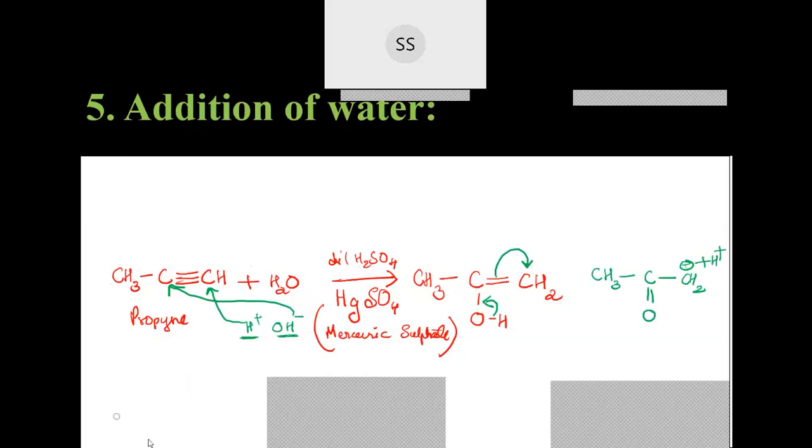I'll write it over here. So finally after this rearrangement has happened, you get CH3, then C double bond O, and then CH3. That's propanone. Propan-2-one you can write, or propanone you can write. So propanone, also commonly called acetone, is formed. A ketone is formed. So there was a rearrangement.